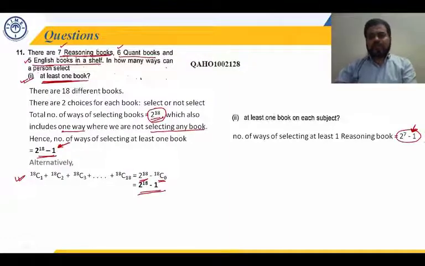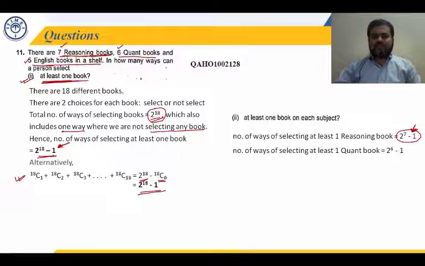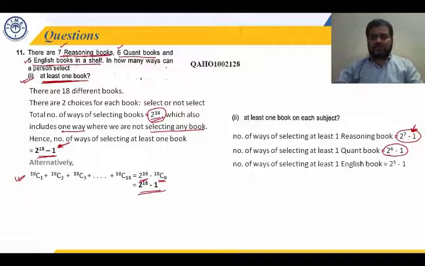So similarly, number of ways of selecting at least one quant book will be 2 to the power 6, where 6 is the number of quant books, minus 1. And similarly, number of ways of selecting at least one English book will be 2 to the power 5 minus 1, where 5 is the number of English books. So what is the number of ways of selecting at least one reasoning book and at least one quant book and at least one English book? That is how we will be selecting at least one book on each subject.